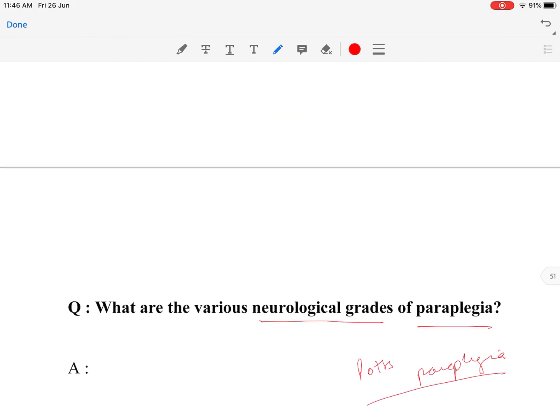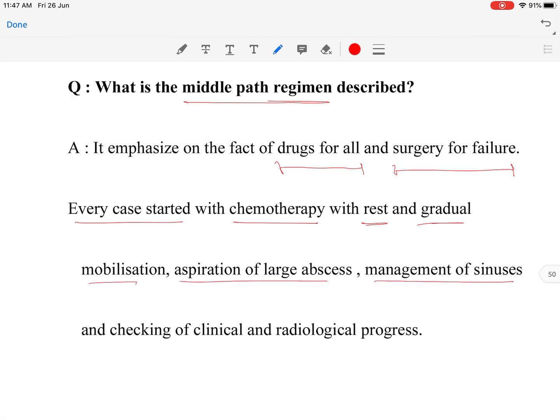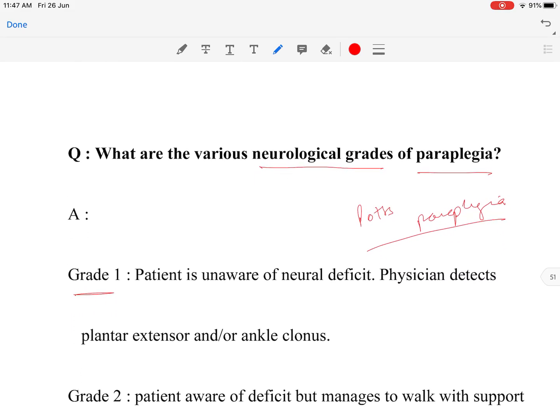Now before discussing the Pott's paraplegia we will discuss the middle path regime. So the middle path regime is, basically, we prescribe drugs for all the patients and surgery is indicated only in case of failure of the chemotherapy. So middle path regime says that every case is to be started with chemotherapy, which we have already discussed in the previous videos, with rest and gradual mobilization, aspiration of the large abscesses, management of the sinuses and checking of the clinical and radiological progress. Now coming to the various neurological grades of the paraplegia.